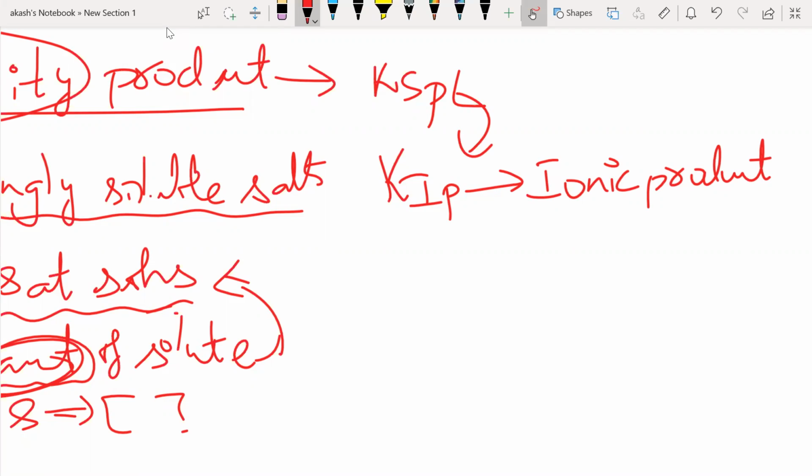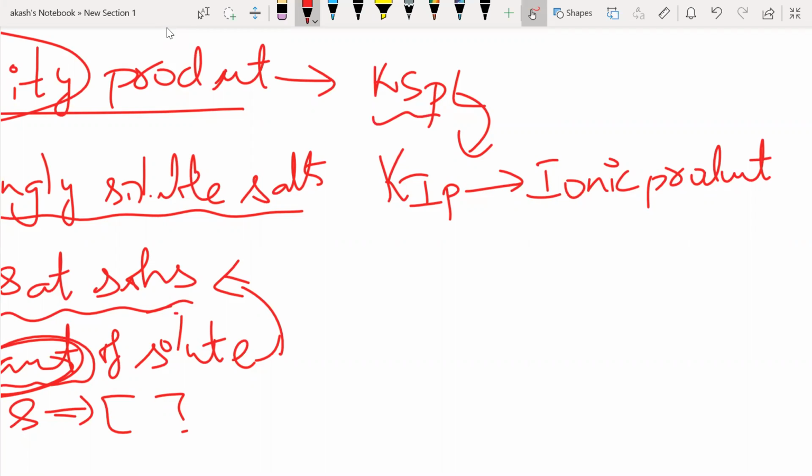And the other thing would be how much more solute I can add before precipitation happens. So all these things can be found out. Eventually what you're trying to find out is whether the solution is saturated or not, and if I have to add more solute, all these things can be calculated. Okay, fine. So first we'll talk about this KSP.